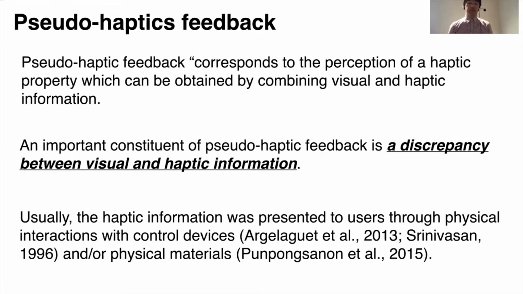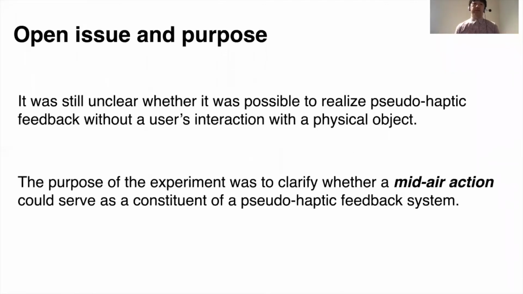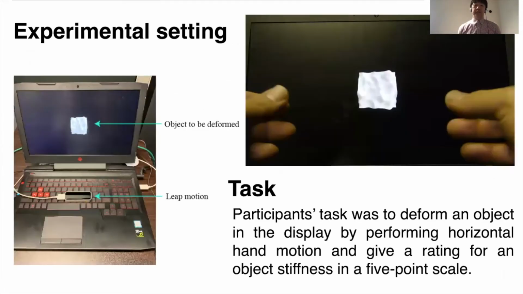Usually, the haptic information was presented to users through physical interaction with control devices and/or physical materials. It was still unclear whether it was possible to realize pseudo-haptic feedback without a user's interaction with a physical object. The purpose of the experiment was to clarify whether a mid-air action could serve as a constituent of a pseudo-haptic feedback system. This is an experimental setting.